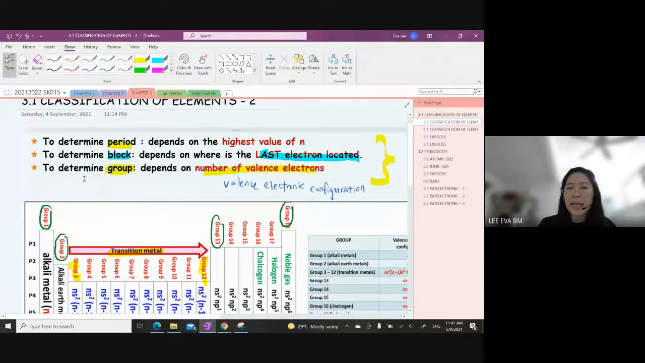Okay, we repeat again the points over here to help you recognize in the periodic table where this element is located. Period: we look at the highest n value. For the block, it depends on where your last electron is entering. For a group, it depends on your number of valence electrons. Normally the group will be a little bit problematic because there are problems determining the valence electron. So over there, you need to pay attention and practice more for determining the group.